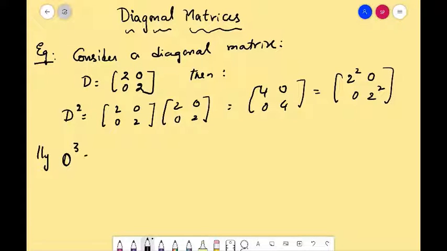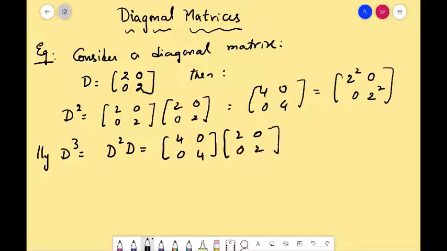Similarly, if you try to find D cube, D cube is nothing but D into D square, any side you can multiply, D square into D. So what is D square? You have 4, 0, 0, 4 into D is 2, 0, 0, 2, which is nothing but it is 8, 0, 0, 8. This is nothing but 2 cube, 0, 0, 2 cube.